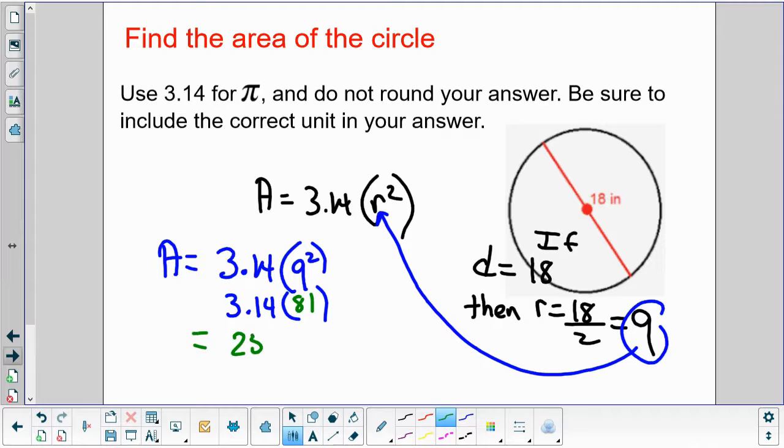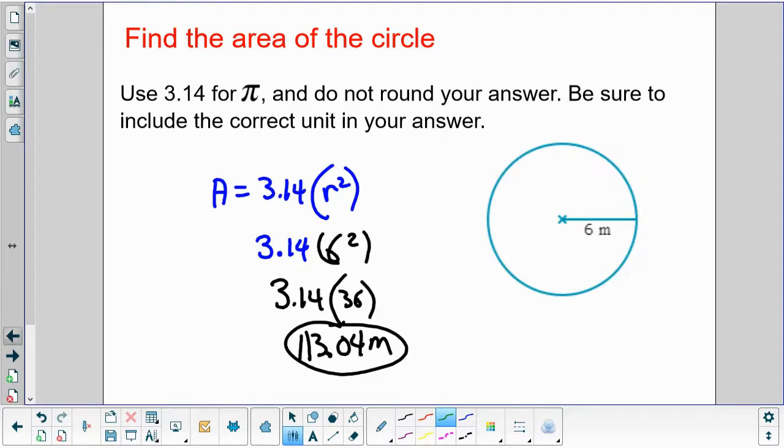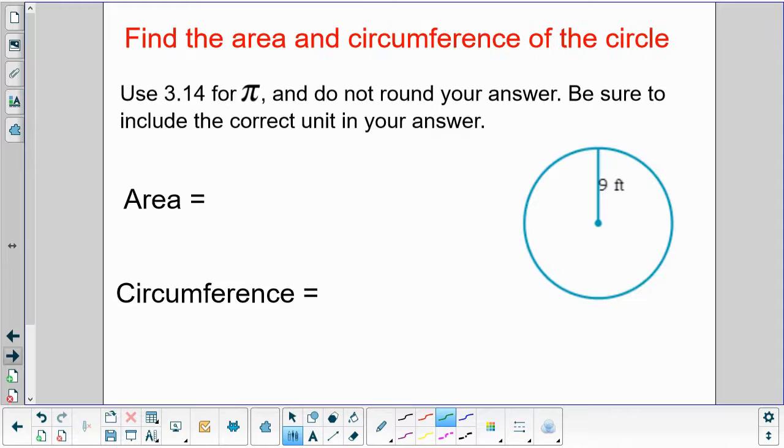Okay, so 3.14 times 81 then would be, if you got your calculator handy, 254.34 inches squared, because we are finding the area. All right. Okay, use 3.14 for pi and do not round your answer. Oh, I did happen to notice that on the problem before I did not put square units on our answer, so I switched back and took care of that.